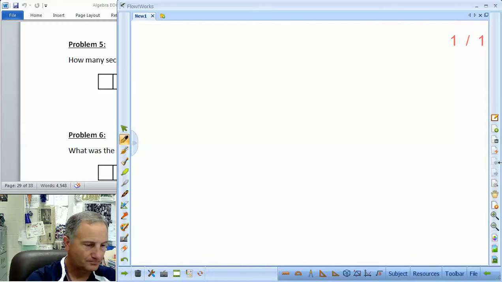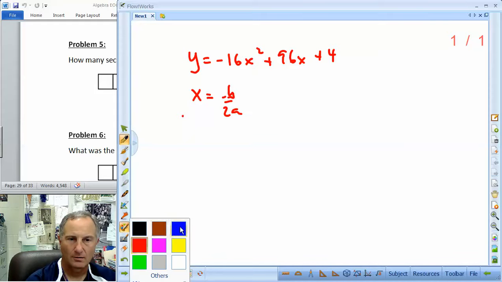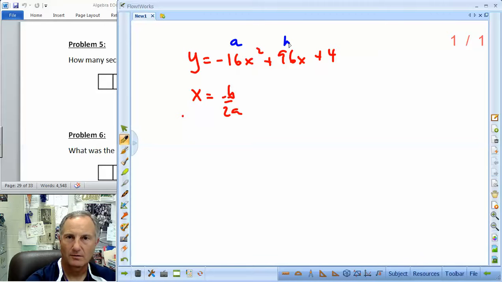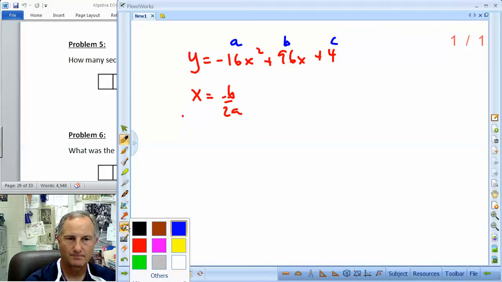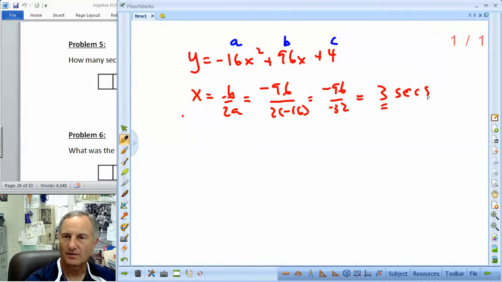So let's get rid of all this. So my equation is y equals negative 16x squared plus 96x plus 4. So x equals negative b over 2a. There's my a, there's my b, there's my c. So I'm going to get negative 96 over 2 times negative 16. That's negative 96 over negative 32. That's a positive 3. So it takes 3 seconds to get to its maximum height.